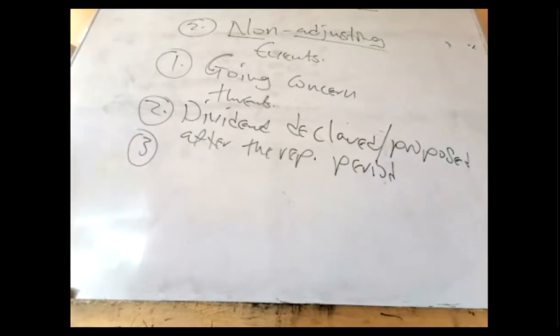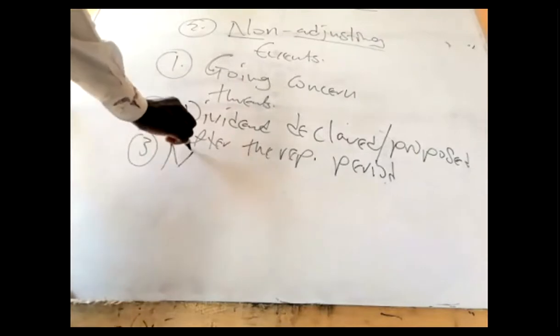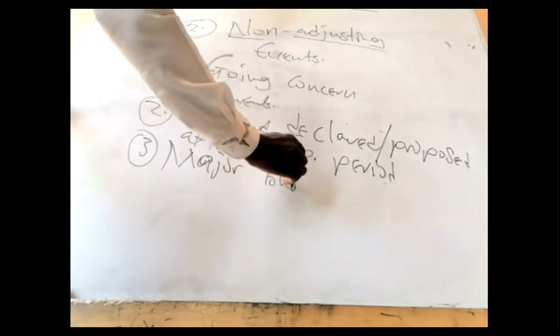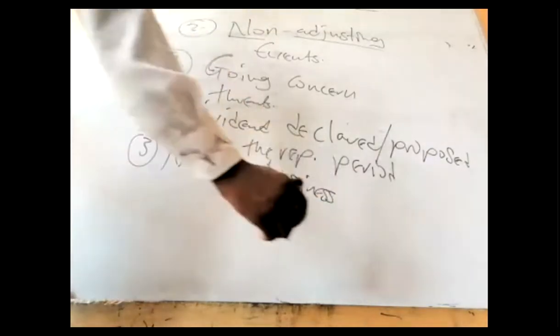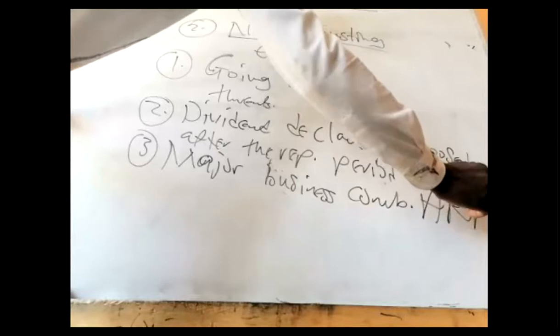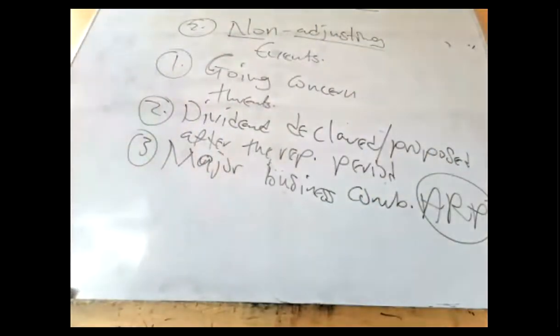Major business combination after the reporting period. Those are practical. Okay. Then we can also talk about a formal restructuring plan, or a plan to restructure the organization. This also is a non-adjusting event. If you are planning to restructure the organization, it is what? A non-adjusting event.